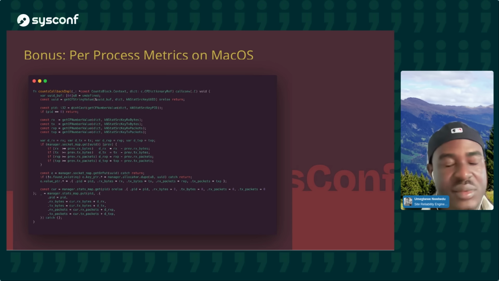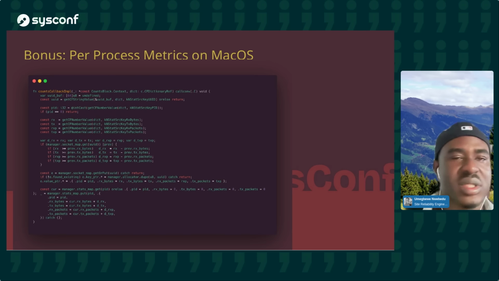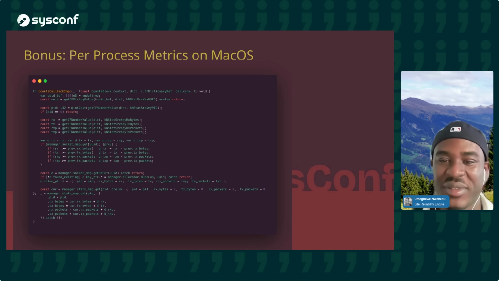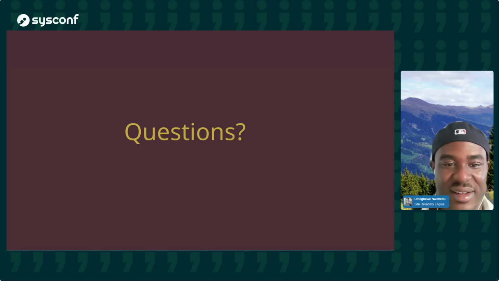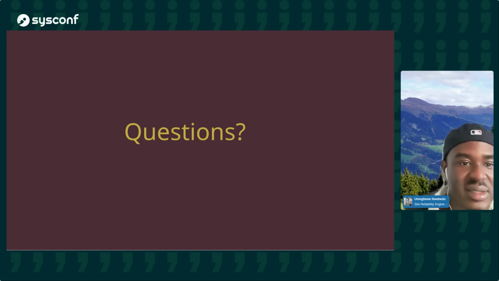Something I've seen people do a lot is use netstat. But if you want something that is more programmatic, then you could write this around the API. So I guess we'll be done. That is all for the process exporter. I will be taking questions at this point.